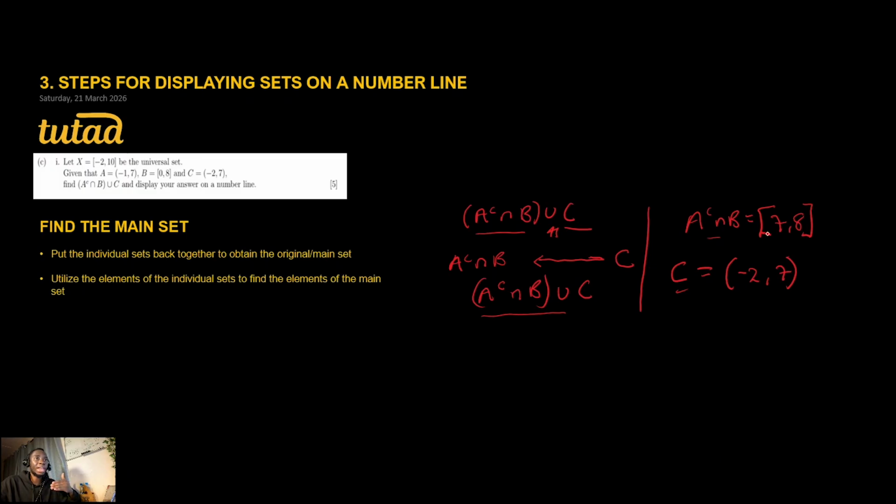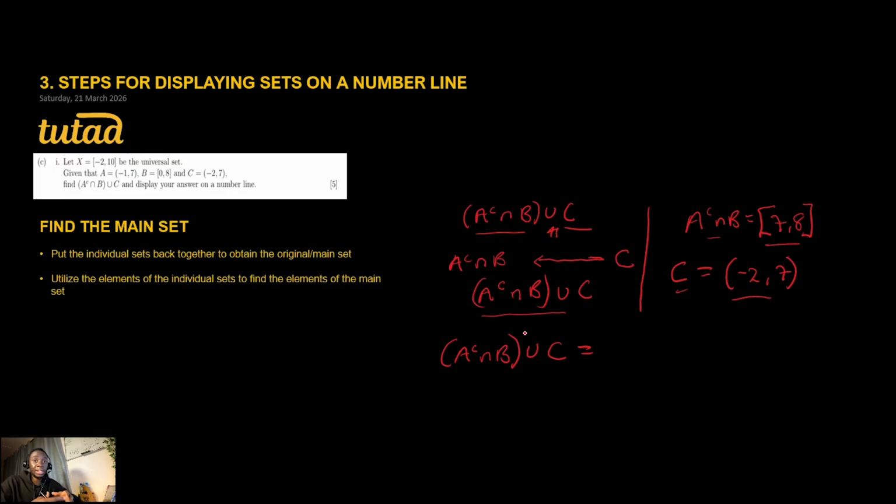So we now have the elements of both our individual sets. So we're going to use these elements now to find our main set. And remember, our main set is A complement intersection B union C. Now we begin the main process of finding the union of A complement intersection B with the set C.